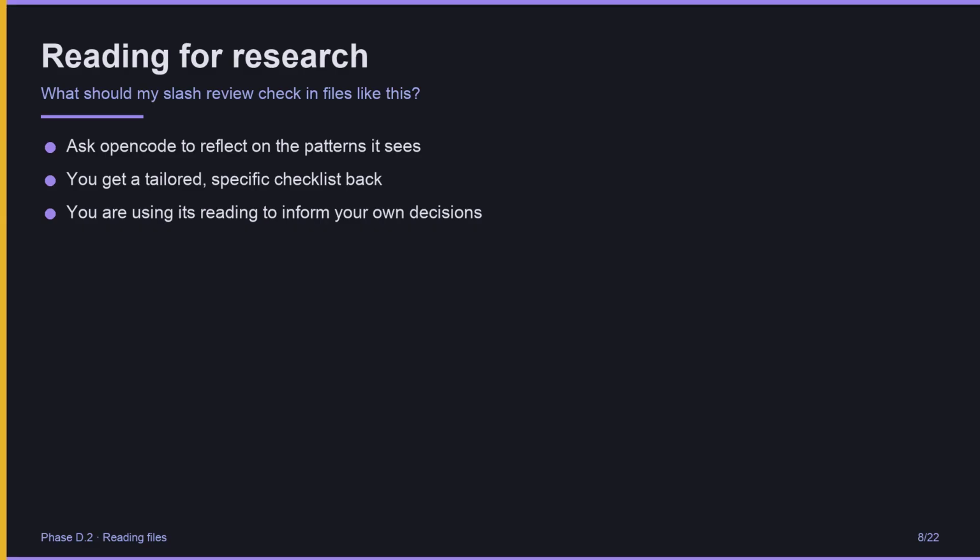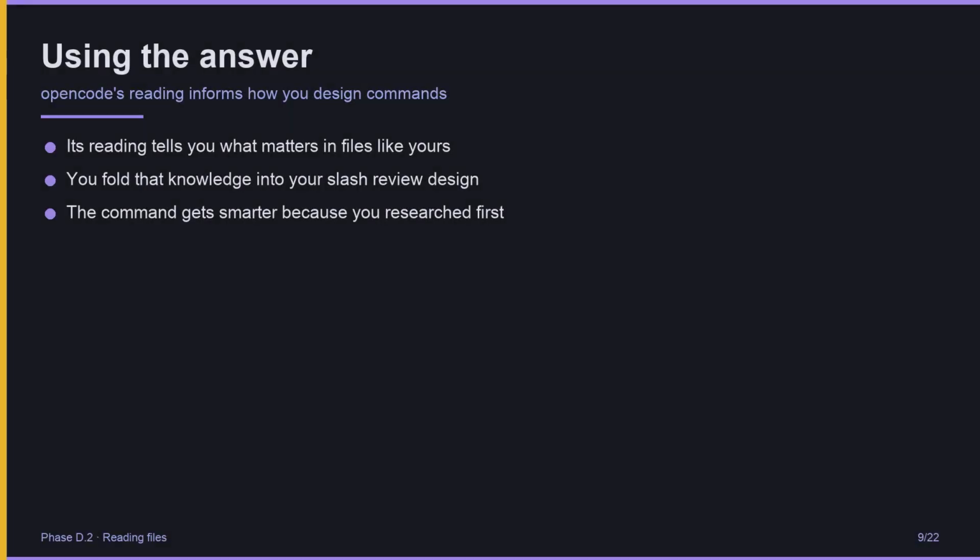Here is where reading becomes genuinely powerful: research. Instead of asking OpenCode to just explain a file, ask it something like, what should my /review check in files like this? OpenCode reads the file, reflects on the patterns it sees, and gives you back a tailored, specific checklist of things worth looking for. You are using its careful reading to inform your own decisions and designs, and then you use that answer.